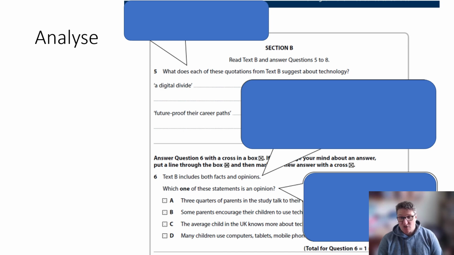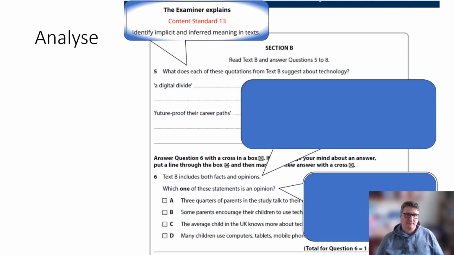The second part of our SARC is analysing. What is it that we analyse? That's right, we analyse the questions. This has actually been done for us here by some proper examiners. Oh yes, nothing but the best for you. So, what does each of these quotations from text B suggest about technology? This is the Content Standard 13. I'm sure you all needed to know that. Identify implicit and inferred meaning in texts.